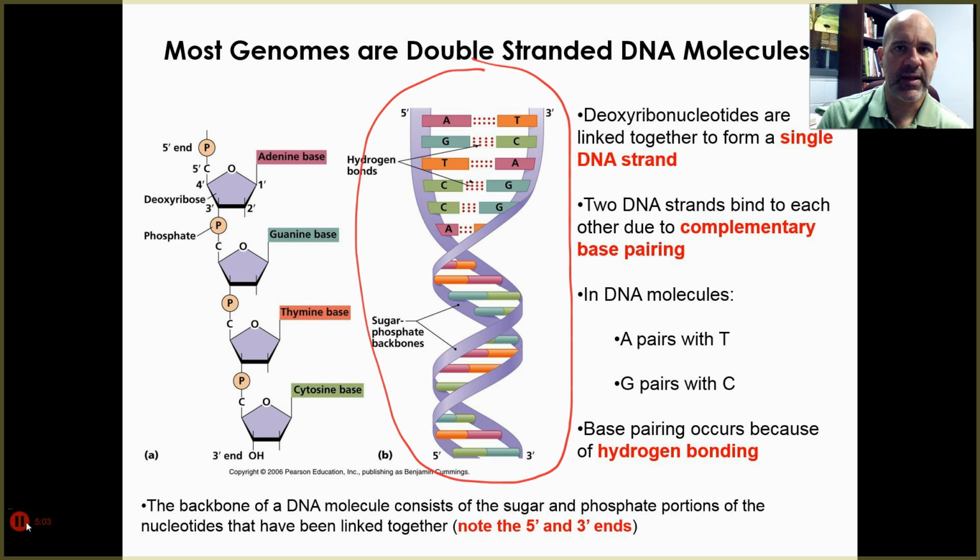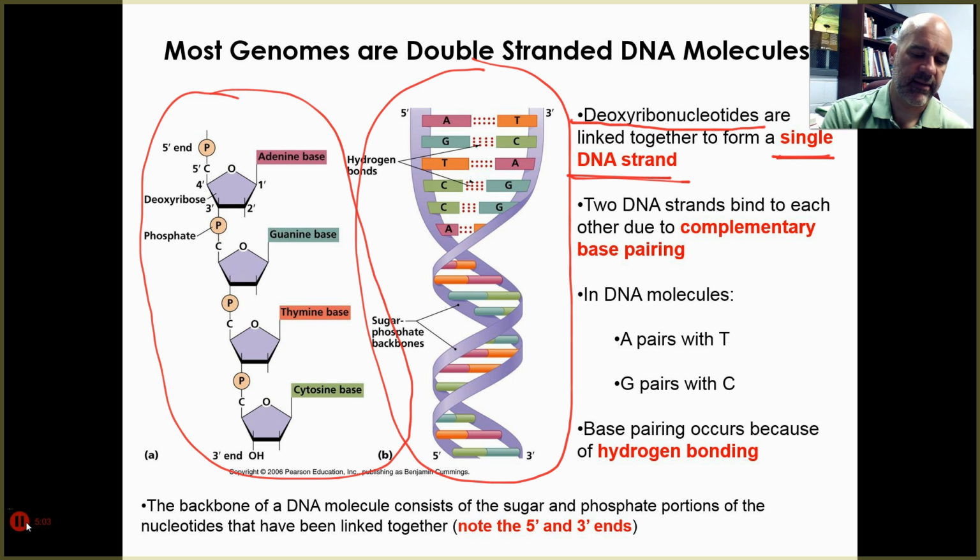And so how do we build these double-stranded molecules? Well, you've got deoxyribonucleotides. Those are the building blocks that get linked together to build a single DNA strand. And that's what that's going to look like over here.